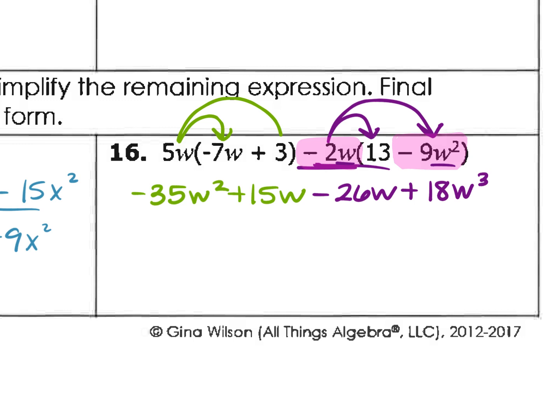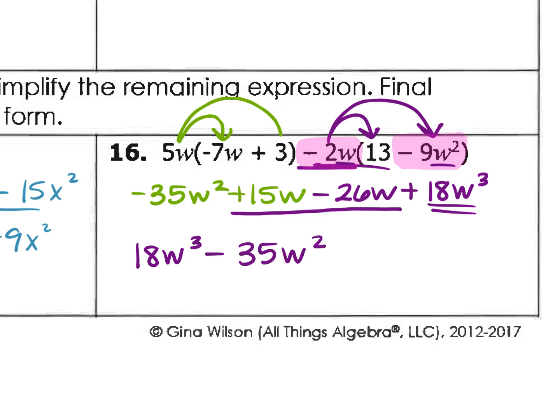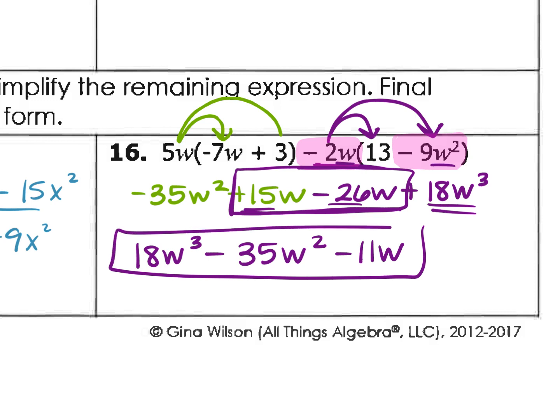Okay, so now you have a cubed, you have a squared, and you have two w's. What can be combined? Just the w's. So we're going to combine these and we're going to rearrange. So we're going to put the 18w cubed out in front for standard form. We're going to subtract 35w squared, and then 15w minus 26w. What do you get there? A negative 11w. Okay, so you're adding or subtracting the coefficients, but it's still a w. The w doesn't go away because you're subtracting. Okay?